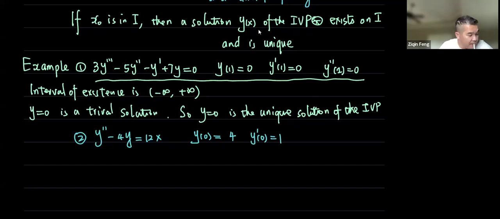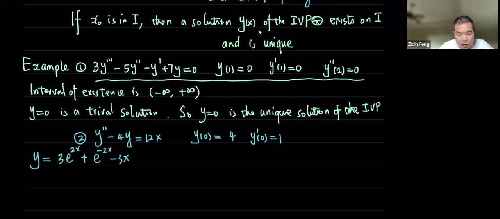Well, I think we will try to solve this later and give a procedure to solve this. But you can verify that y equal to 3e to 2x plus e to negative 2x minus 3x is a solution of our initial value problem.